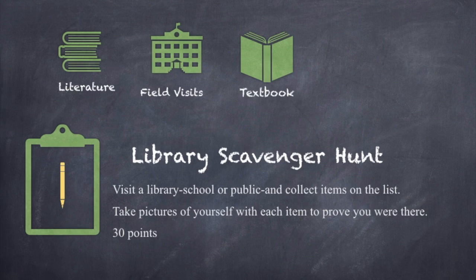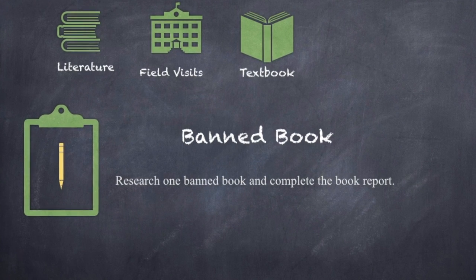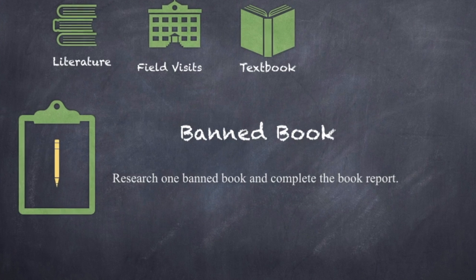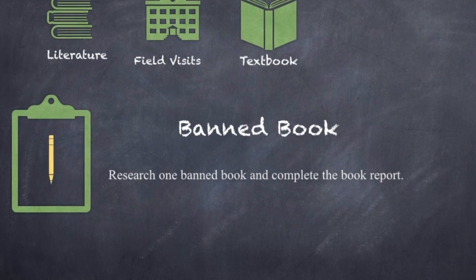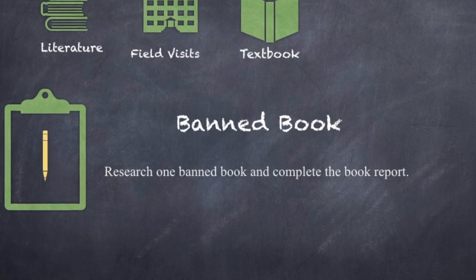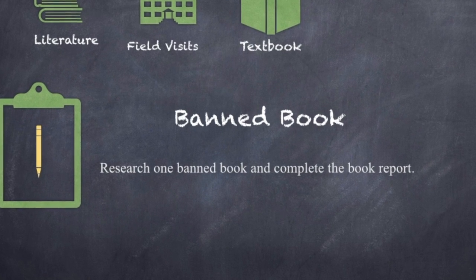One of your smaller assignments will be a library scavenger hunt. We'll talk more about that later as the course goes on, but there'll be an app that you use to take pictures of different things you're asked to collect at either a public or a school library. You'll be researching and writing a report on a banned book. You'll have some resources online to help you select one and to learn more about that book.